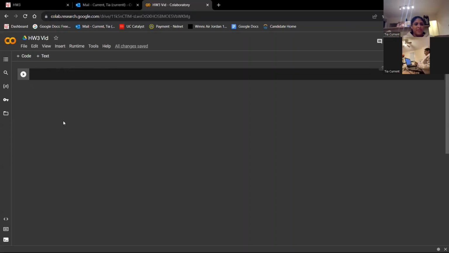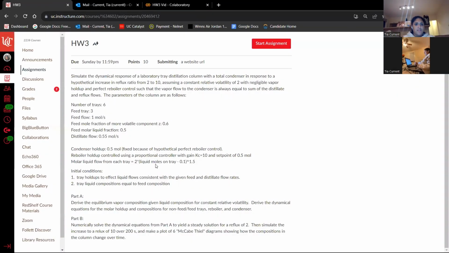Okay, so for part B, we're going to numerically solve the dynamical equations from part A to yield a steady state solution for the reflux of 2, then simulate the increase to a reflux of 10 over 200 seconds and make a plot of 6 McCabe-Thiele diagrams showing how the compositions in the column change over time.